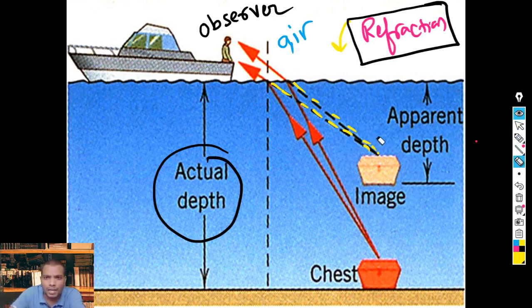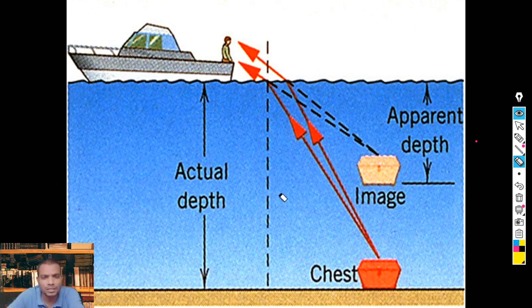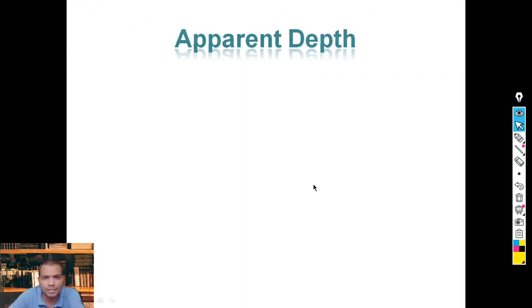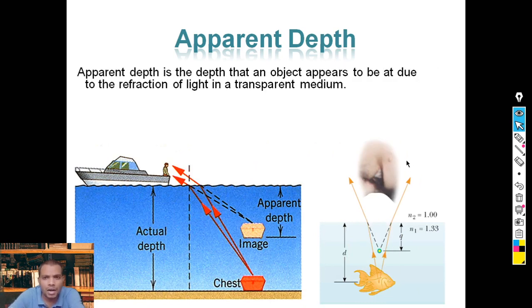So finally, I can say that whenever we see objects kept underwater, because of refraction, those objects appear to change position. So this apparent depth is happening because of refraction. Finally, I can give a definition here. Apparent depth is the depth that an object appears to be.